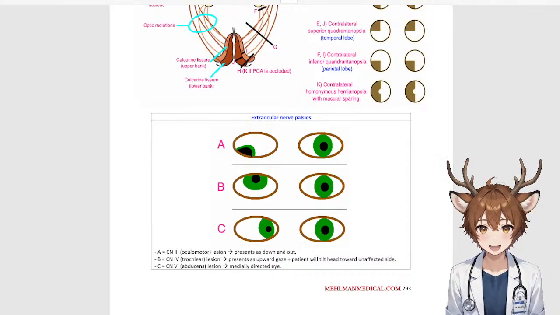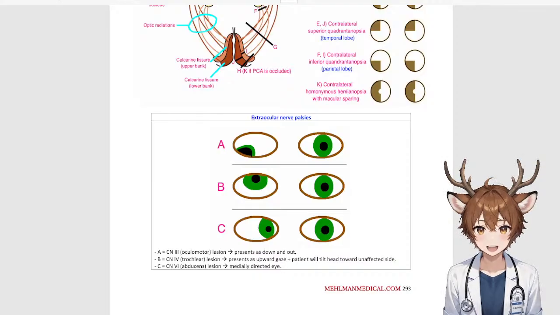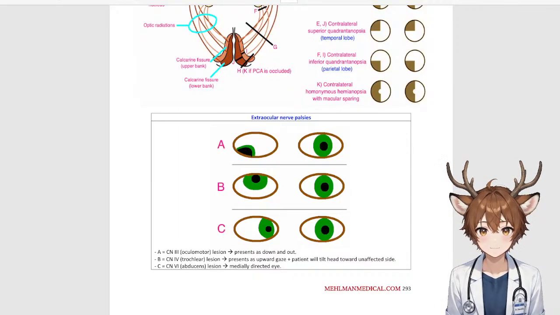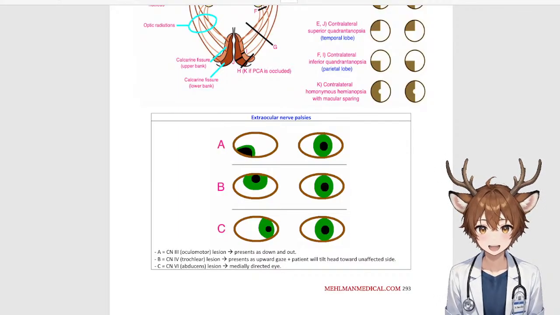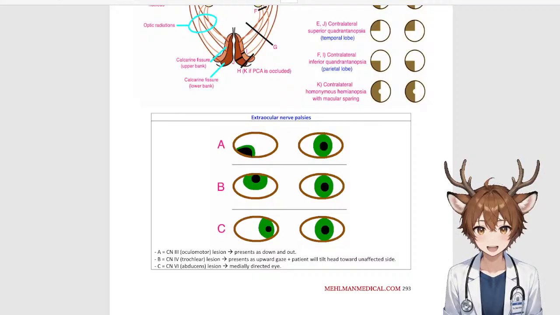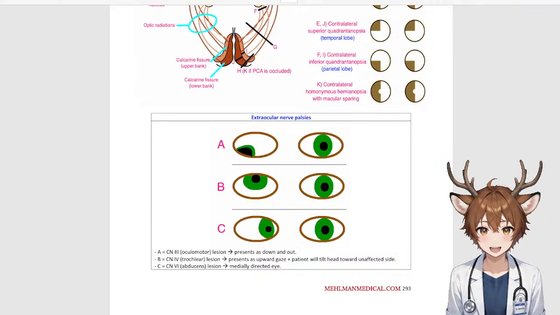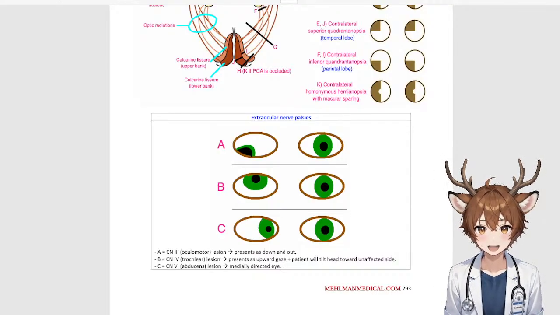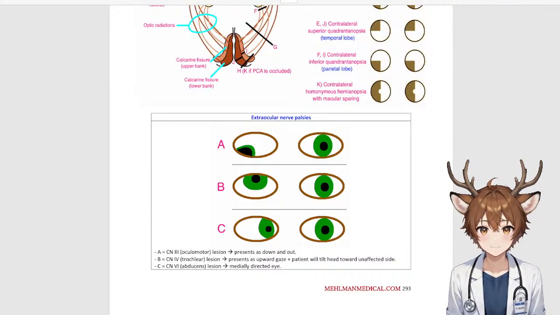If memory serves me correctly, which it may or may not. But I believe the eye that is higher up is the eye on the side of the lesion. So let's say you have a left eye that's higher than the right eye, then the left eye, which is higher, would be the side of the lesion, if you have one of these patients with a trochlear nerve problem.